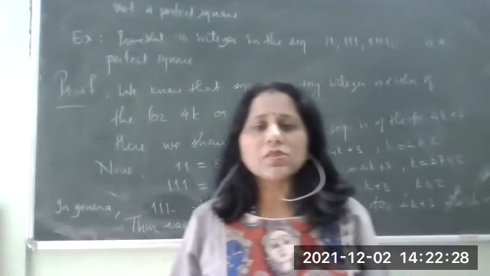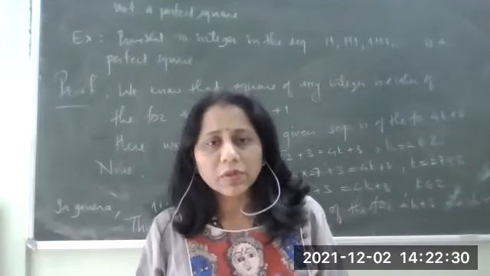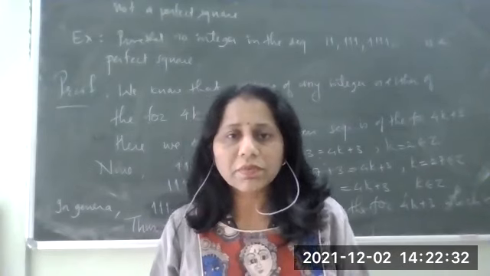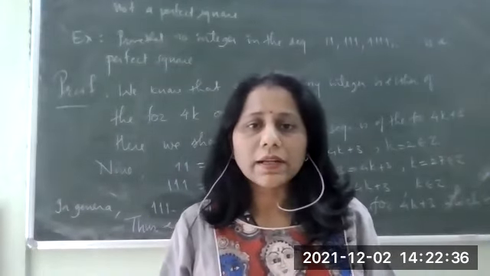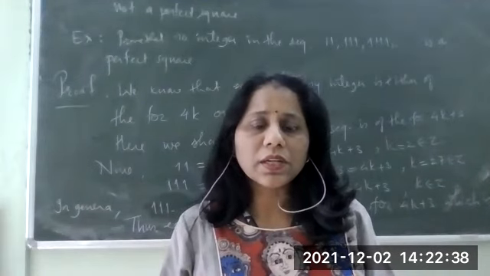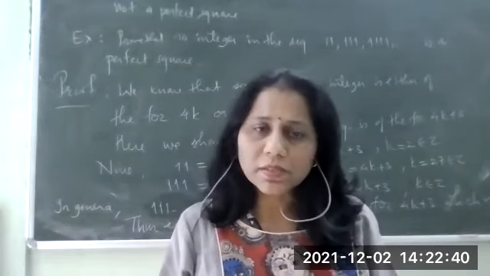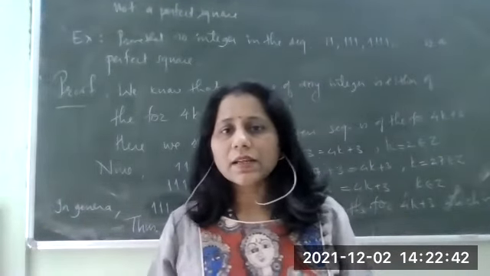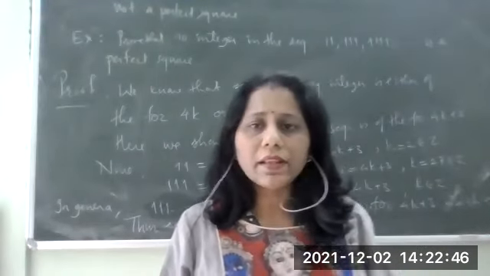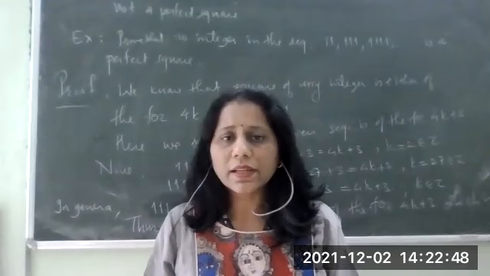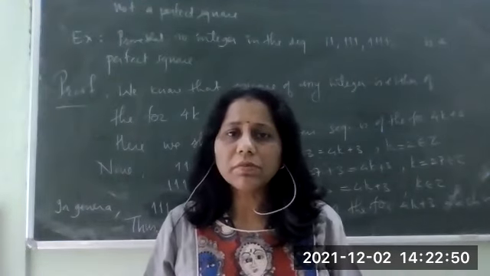This 4k plus 3 is not a perfect square, because if the integer is a perfect square, then it is either of the form 4k or 4k plus 1, and as 4k plus 1 or 4k is not equal to 4k plus 3, therefore we can say that the given sequence of integers like 11, 111 and 1111 and so on is not a perfect square.